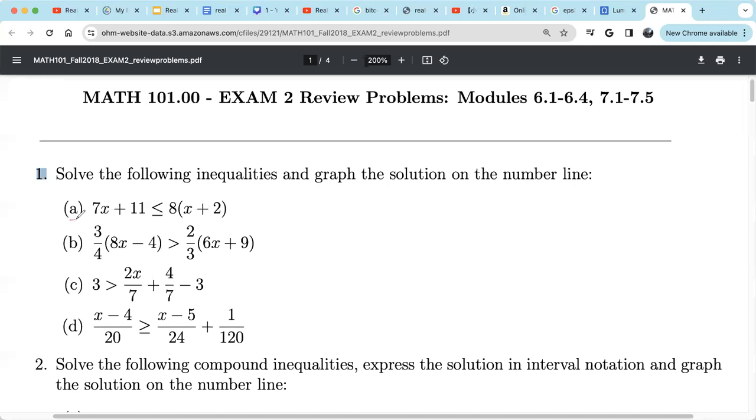Let's say 8(x + 2). When we solve an inequality, 90% is the same as solving an equality. So when solving an equality, we would distribute this 8 to x and to 2. So that becomes 8x plus 16, right? 8 times 2 is 16. Then we can subtract 7x from 8x because we want to combine like terms, right?